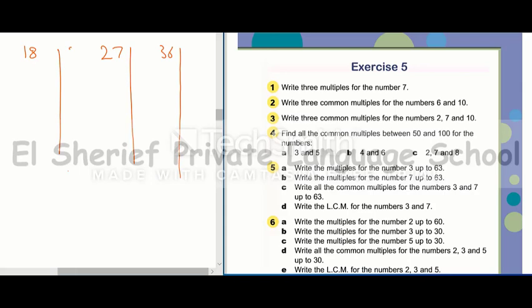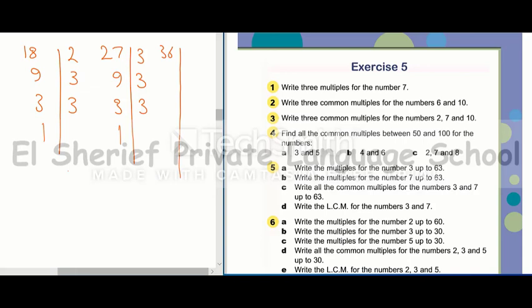18 divided by 2 equals 9. 9 divided by what? Divided by 3. 3 and 1. 27 is divisible by 2? No. So we take 3. 27 divided by 3 equals 9. 9 is divisible by 3. So 9 divided by 3 equals 3, and 3 is divisible by itself. So take 3 divided by 3 equals 1.